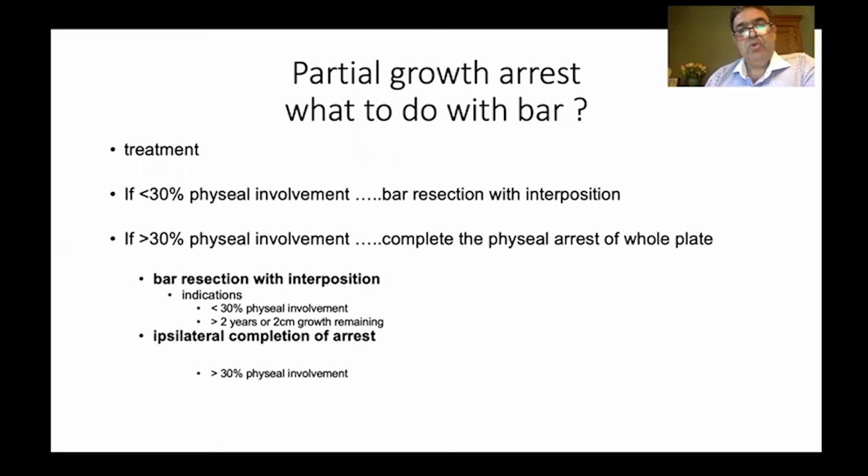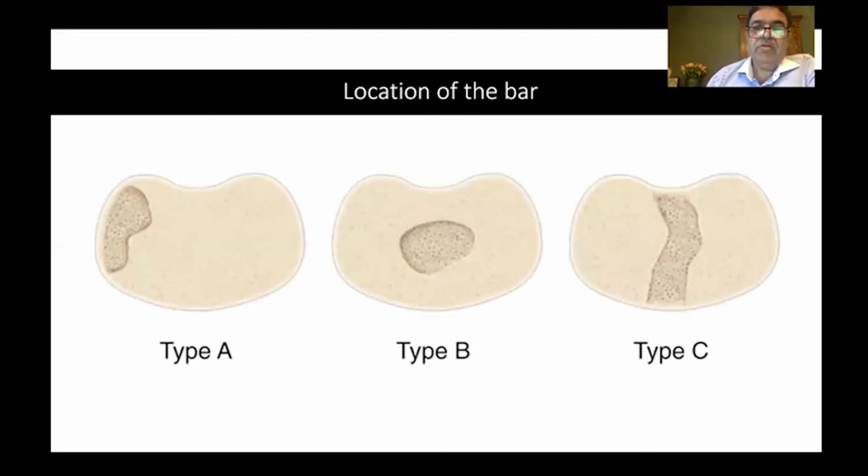Okay, when you have partial growth arrest, what to do? This is very important to understand. If the physeal growth arrest is less than 30% and you have more than 2 years remaining of growth, then we should go for bar resection and interposition to resume the function of the physis again. But if the injury is more than 30%, we should complete the physeal arrest of the whole plate. These are after proper mapping with a CT or MRI.